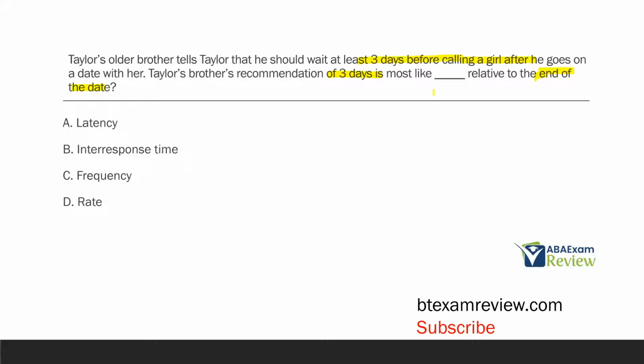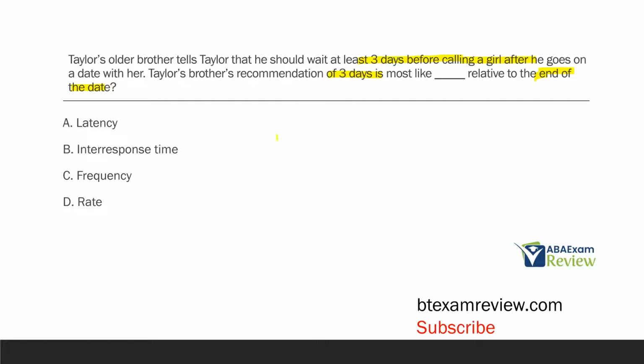So when we have the time in between the SD and the response, what do we call that? Well, we call that A, latency. Why is it not inter-response time? Inter-response time is time in between responses. We're not looking for time in between calls. We're looking for the time that date ends, where Taylor makes the first call. It's our latency. It's not frequency.